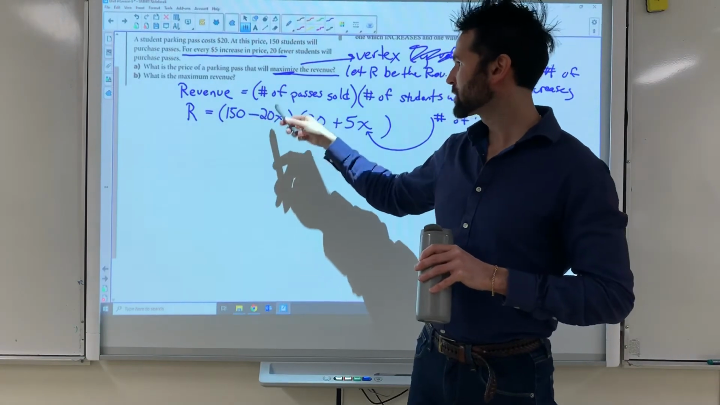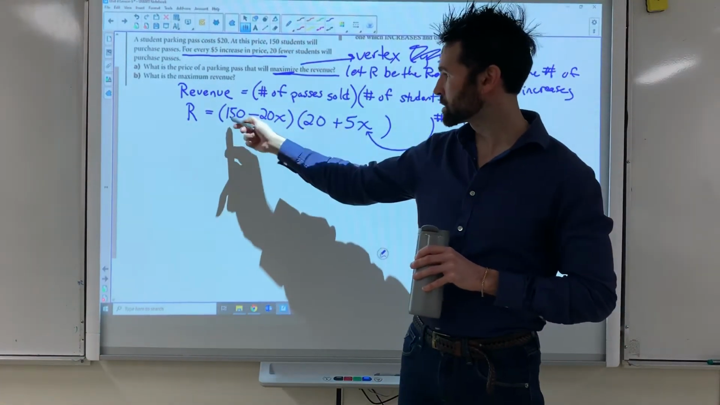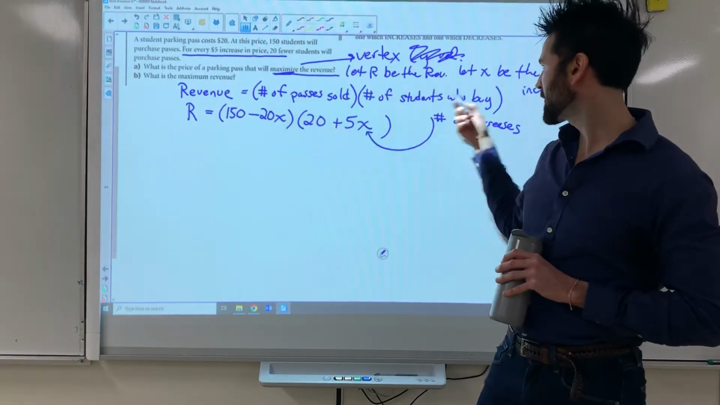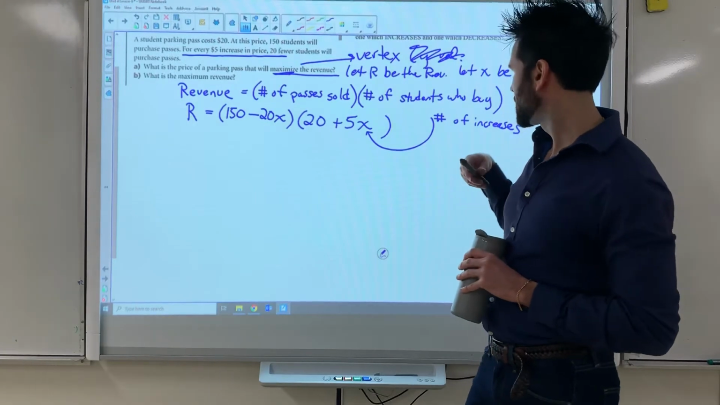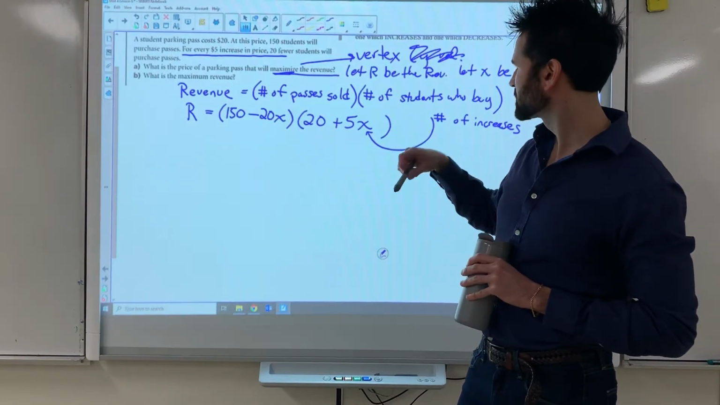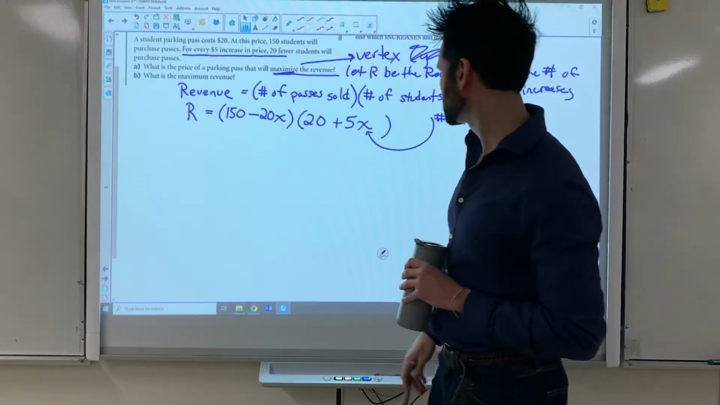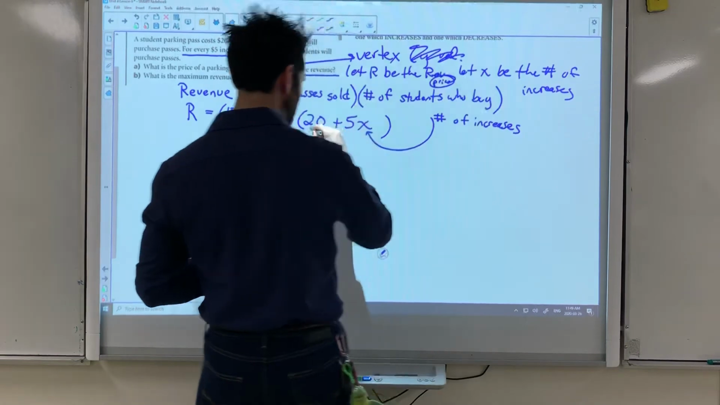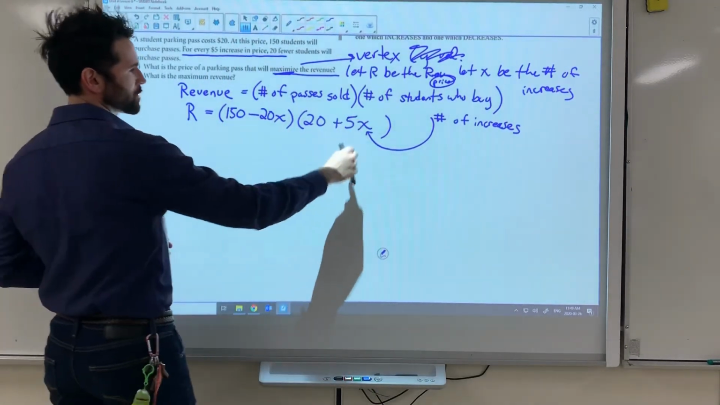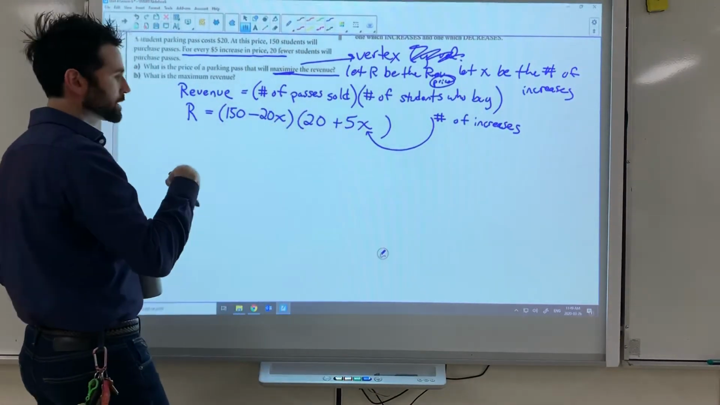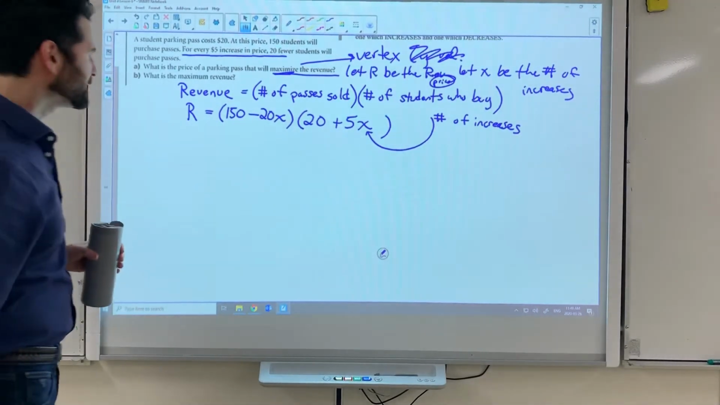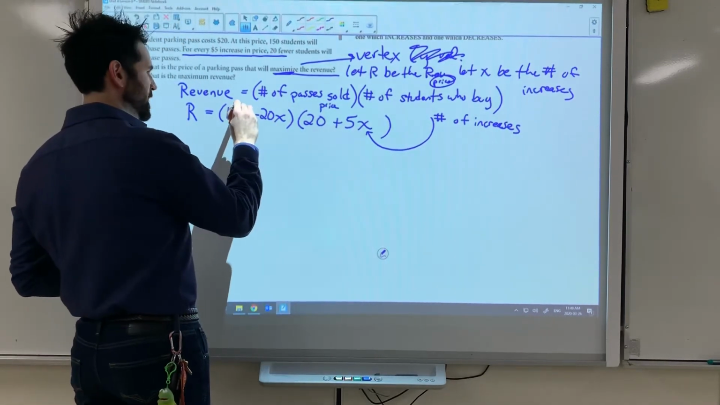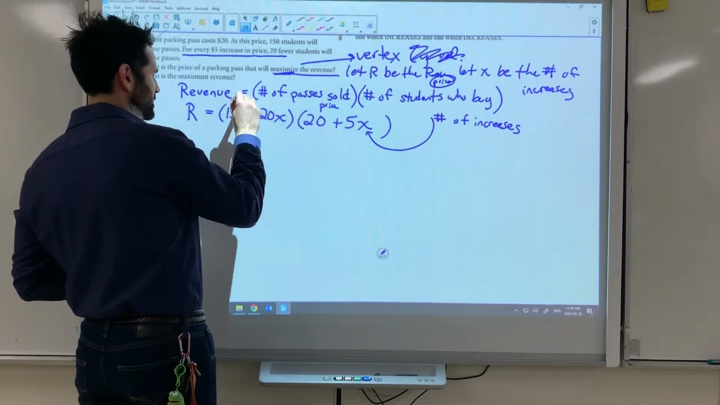Everything in this bracket has to do with the number of passes. So it was the starting number, and then subtract 20 for every increase. Everything in this bracket has to do with the number of students. Actually, this is the price. Number of passes sold, number of students who buy. Yeah, so it's that or the price. Right, so $20 was the price, and every time I add $5, so every time I do one increment, I lose 20. So there you have it. Whee! So I would kind of summarize and say, this is my price bracket. This is my, I guess, number of passes.